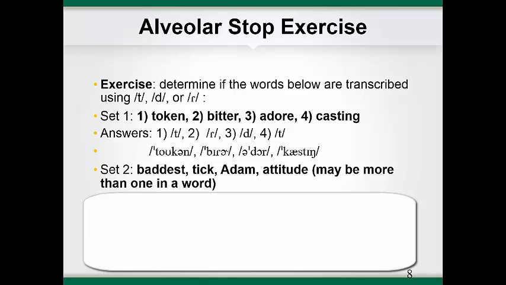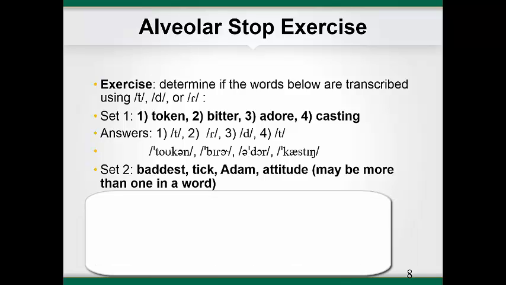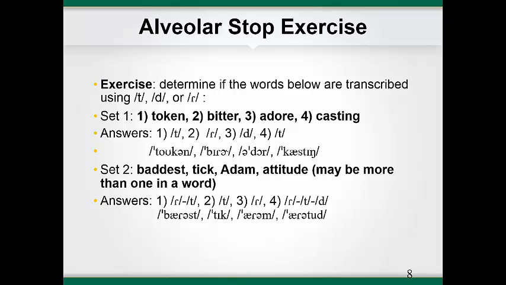Here's the next set. There may be more than one allophone of T or D in these words. Baddest, tick, atom, attitude. The answers are shown below.